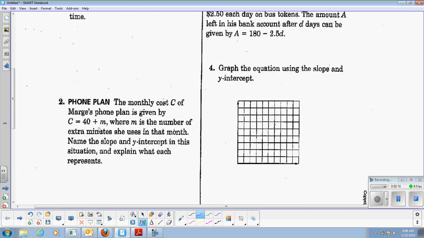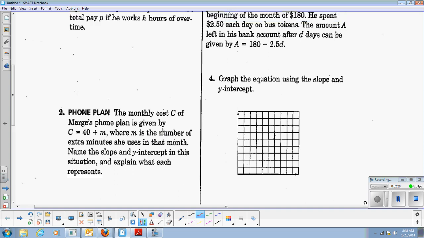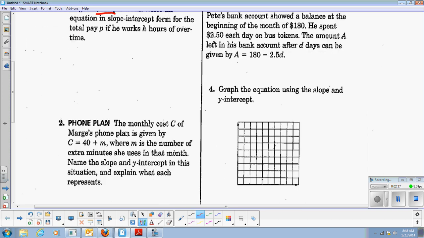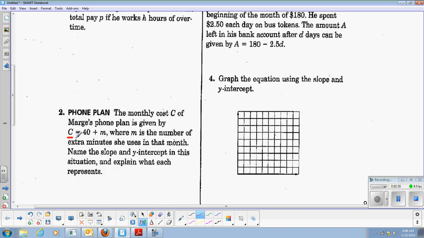Number two, a little preview on number two. The monthly cost C of Marge's phone plan is given by C equals 40 plus M, where M is the number of extra minutes she uses each month. Name the slope and y-intercept in this situation. Look back at your formula now. M stands for slope, so slope is always written next to the variable. The y-intercept is b. It is always by itself. It does not have a variable. So look at your equation here.